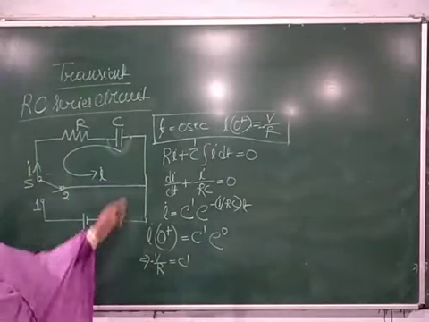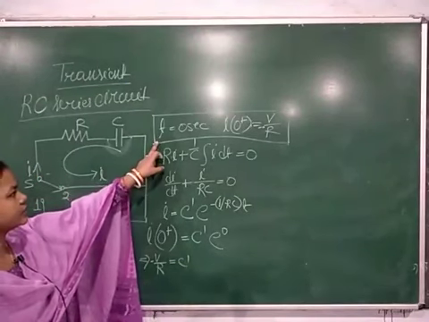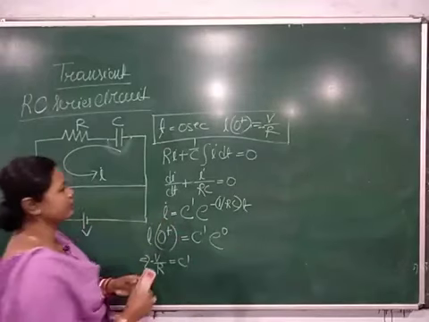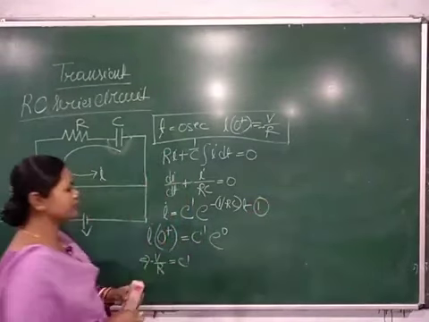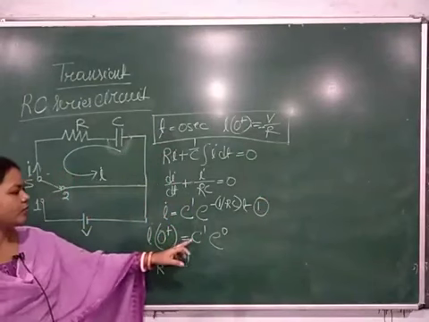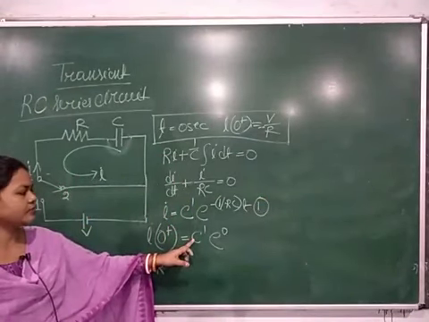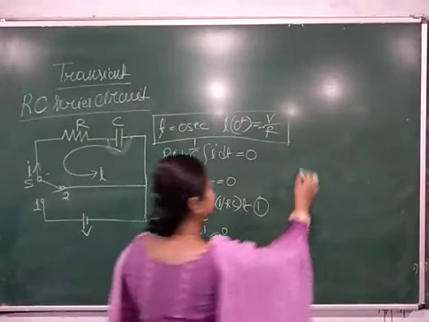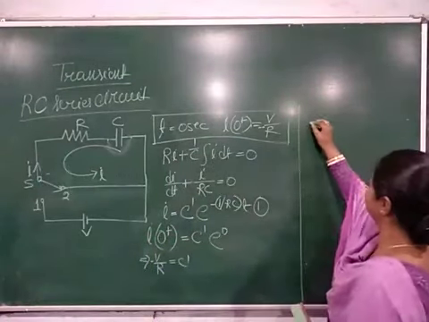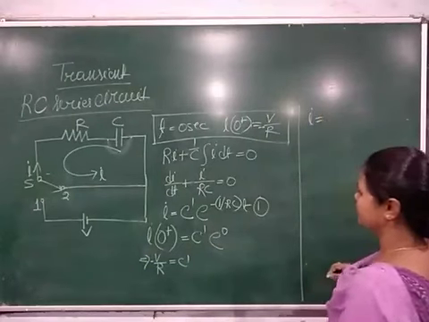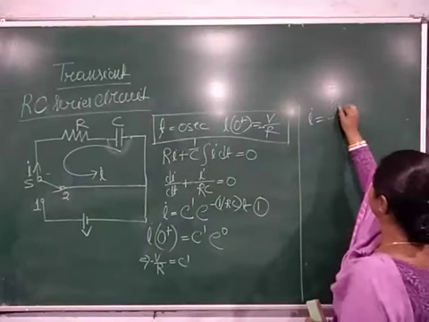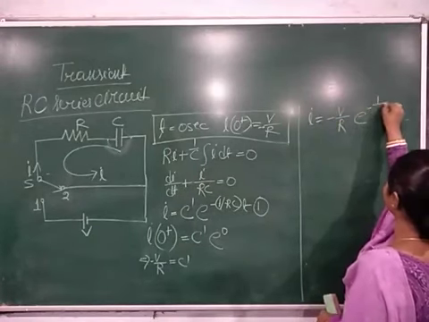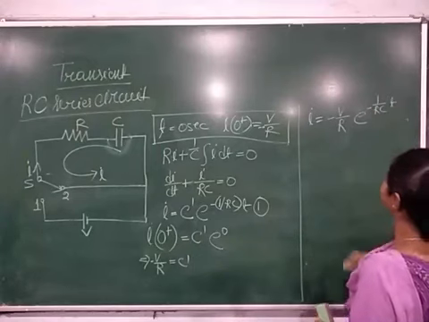At the starting I already discussed this initial condition. I just put this initial condition in equation number 1 to get the value of constant C dash, which is from the homogeneous equation. Now finally you get the value of current during the discharging case: i is minus V by R e to the power minus 1 by RC into t.